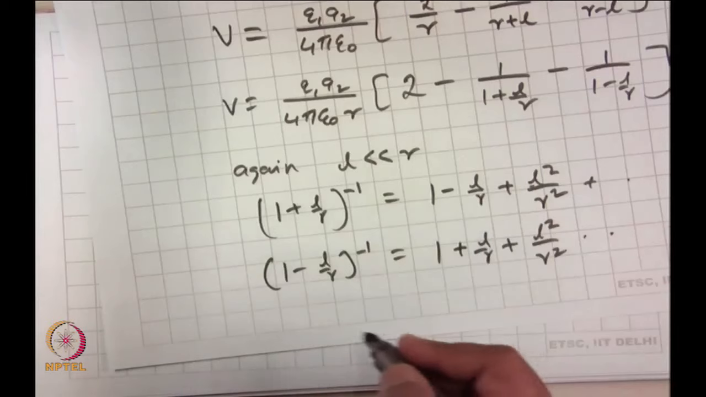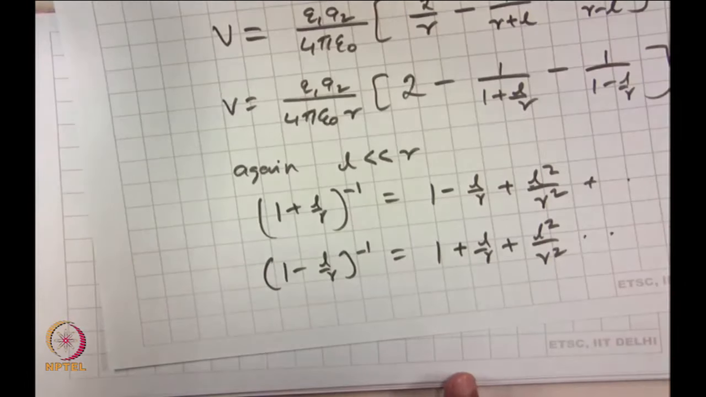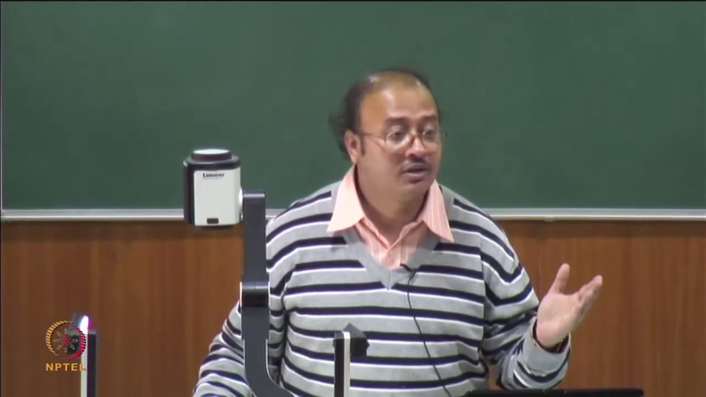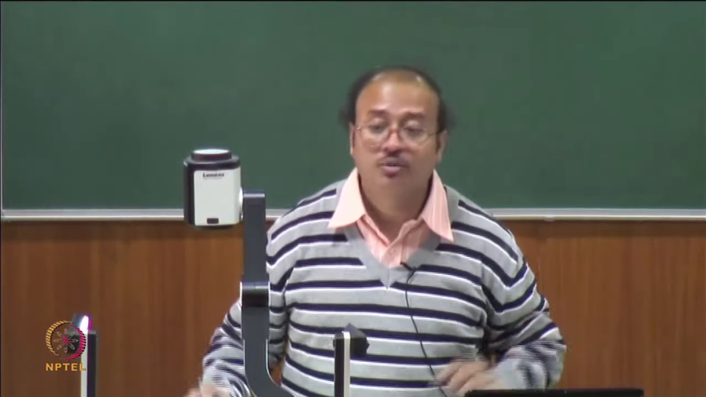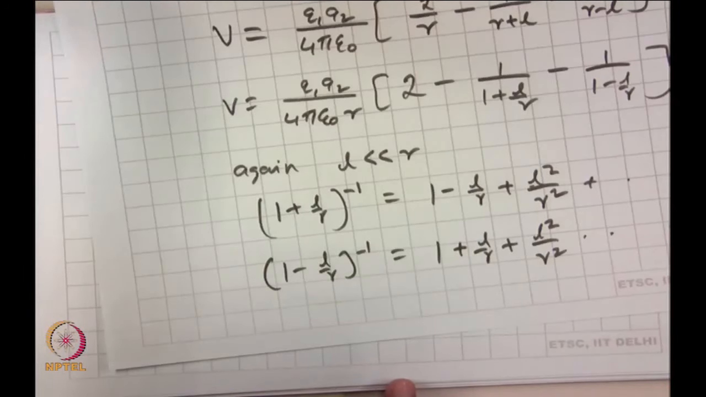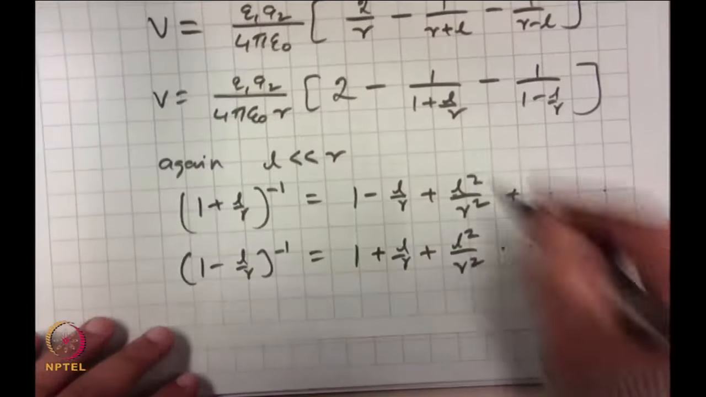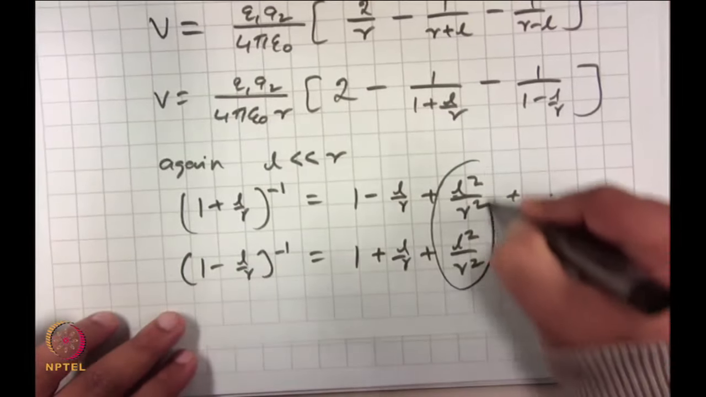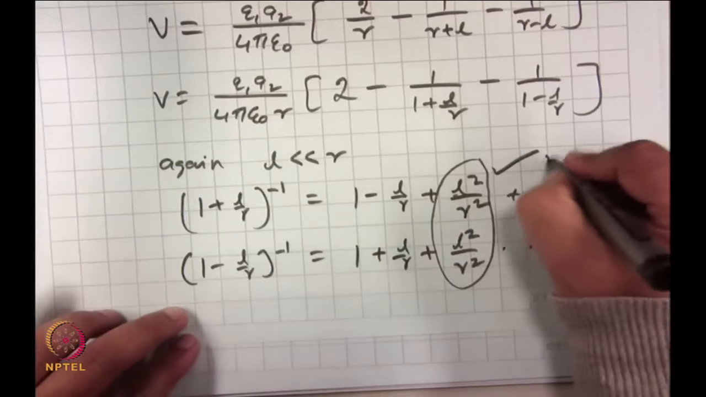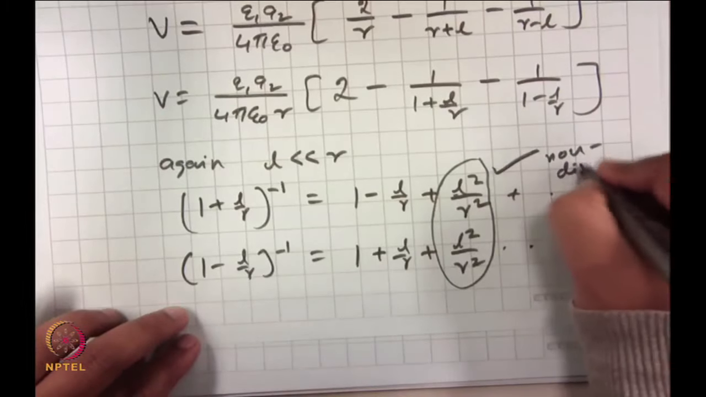The L by r terms actually will cancel out. If my L by r terms cancel out, we have to keep terms until the term which is non-disappearing, because if my L by r term cancels out, then we have nothing. We essentially boil down to a Coulombic interaction, which is not true. So, this term is the first non-disappearing term.